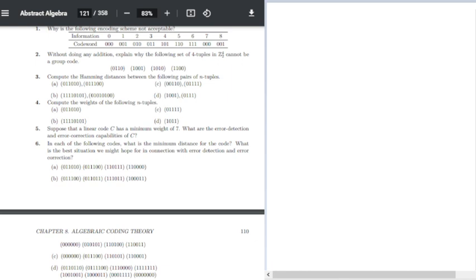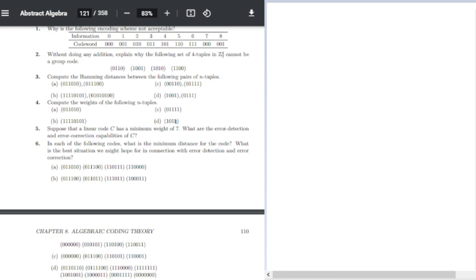Compute the weights of the following n-tuples. The weights are literally just going to be the number of ones. So 1, 1, 0, 1, 0. This is going to have a weight of 3. This is going to have a weight of 4, 5, 6. This is going to have a weight of 4. This is going to have a weight of 3.